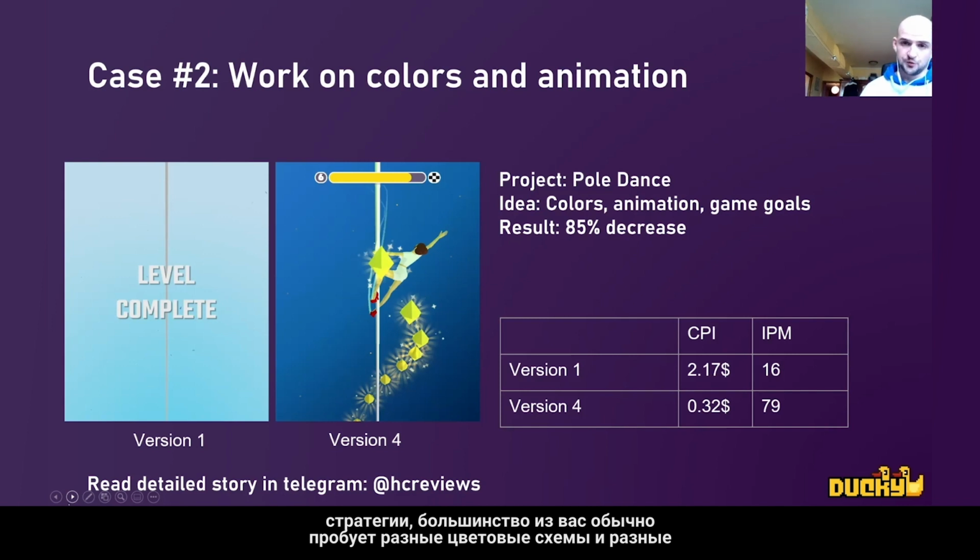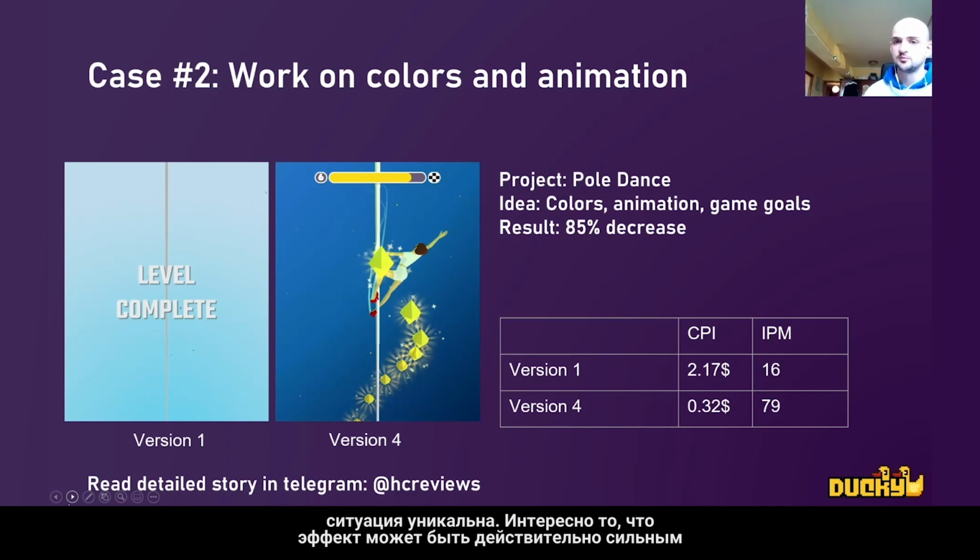Most of you are usually trying different color schemes and different angles of camera, different animations, and sometimes tuning gameplay. The point here is that there's no ultimate strategy and ultimate solution to how to decrease CPI with colors. Every game is unique, and every color you might use might have a different impact for your game. So there are, of course, common guidelines and common strategies, but it's a case by case situation.